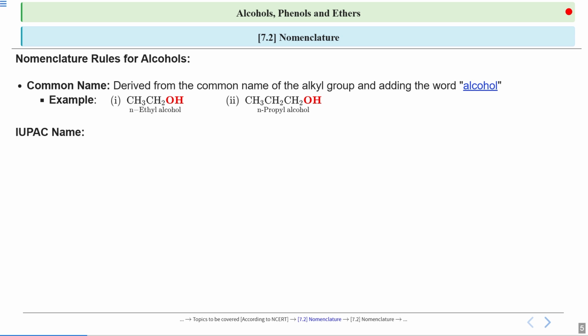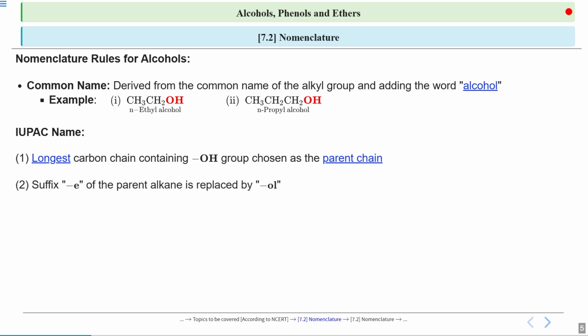Then, if we talk about the IUPAC name, which is as per the IUPAC nomenclature, the first rule is that the longest carbon chain containing the hydroxyl group is chosen as the parent chain. So while writing the IUPAC name, you have to remember that in your compound, the longest carbon chain should contain the OH group and it should be chosen as the parent chain of the compound.